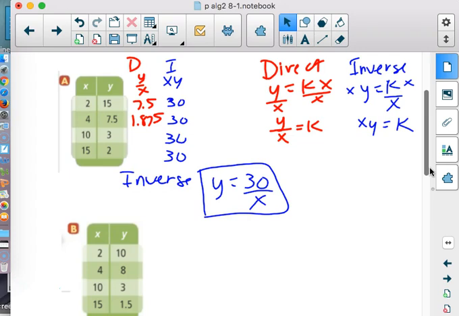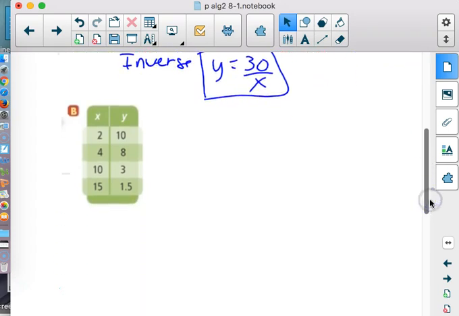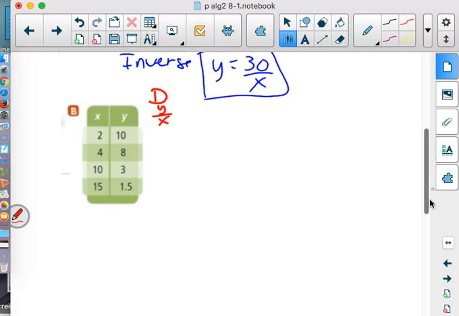Okay, let's go to this one. Direct. Y divided by x. Let's show it's direct. 10 divided by 2 is 5. 8 divided by 4 is 2. Do I need to keep going? This is not direct. It has to come out to be the same thing.